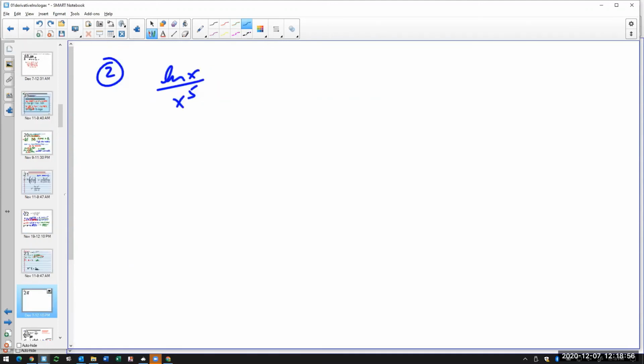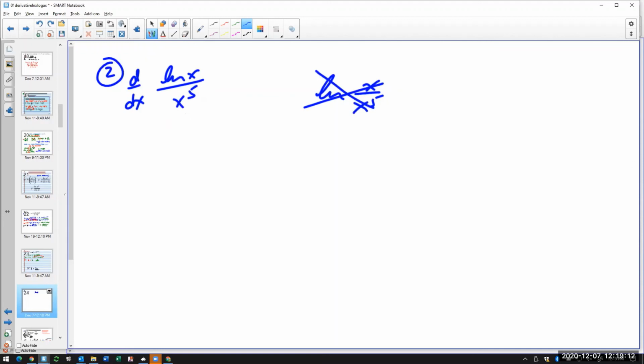Okay, guys, we want to take the derivative of this. This is number 2. Guys, make sure you understand, this is not 1 log fraction. Everybody good with this? 1 log fraction would look like this. Okay, so this is not 1 log fraction. This one is actually quotient rule.